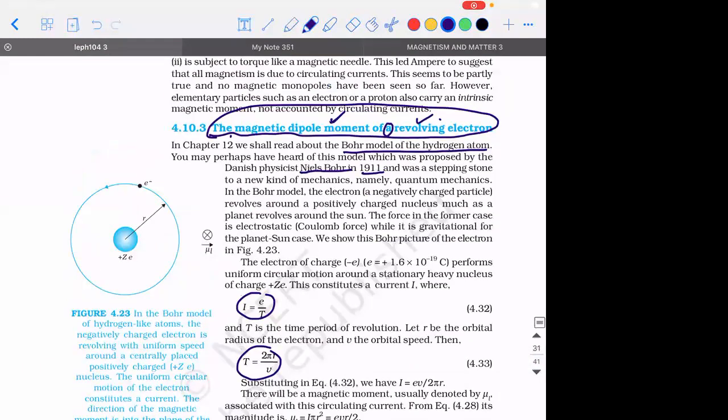This is the only topic I would not have explained, because this is the starting of the next chapter: the magnetic dipole moment of a revolving electron.